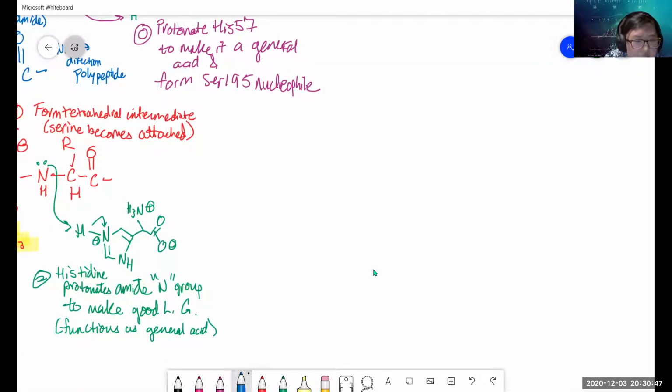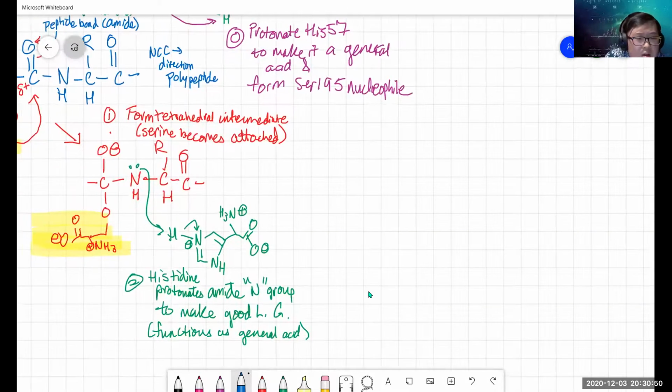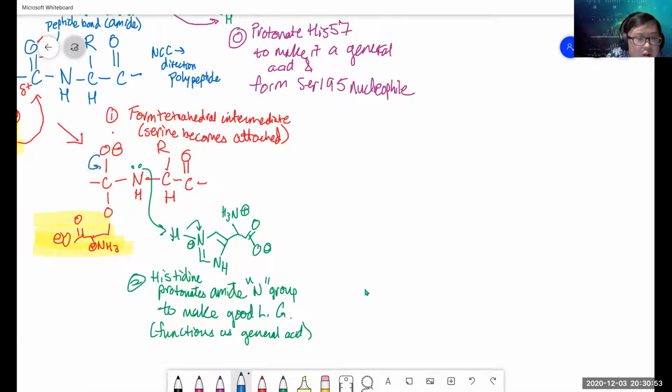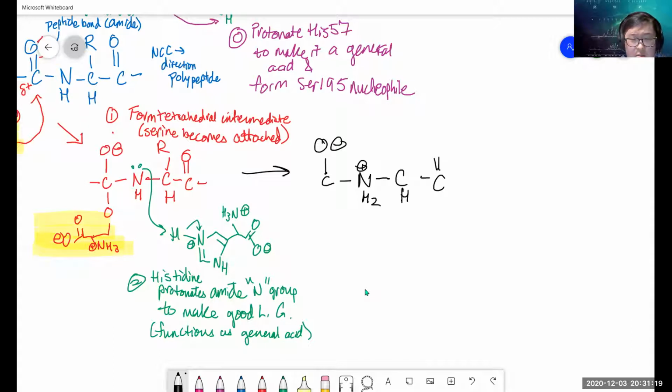And then what you simply need to do is just kick off the leaving group. So this is step 3. I'm going to draw the intermediate. Okay, so then next you have this C and H2 plus, so it's now a good leaving group, BHC double bond O, and it's still attached to serine.